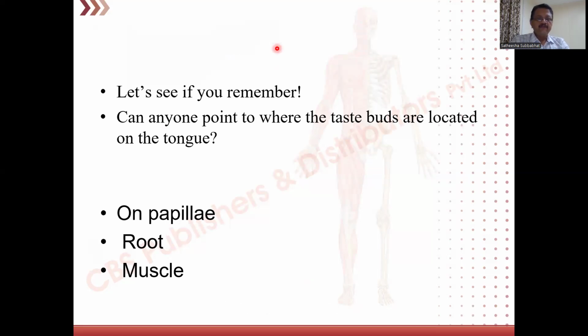Let's see if you remember. Can anyone point to where the taste buds are located on the tongue? Okay, now it should be on the papillae.